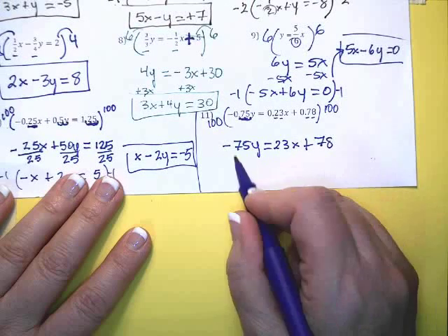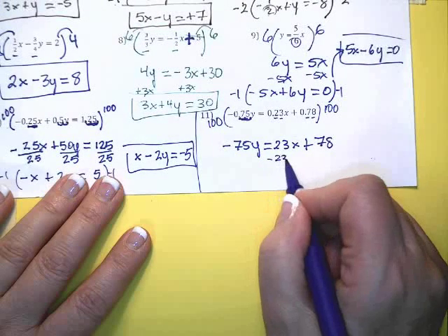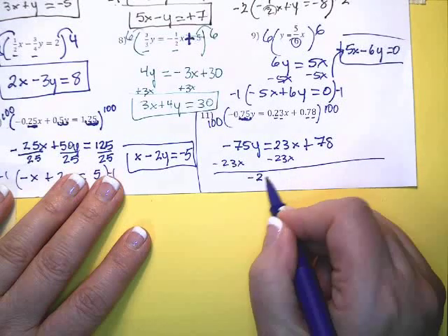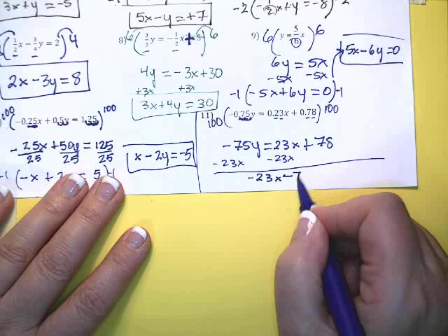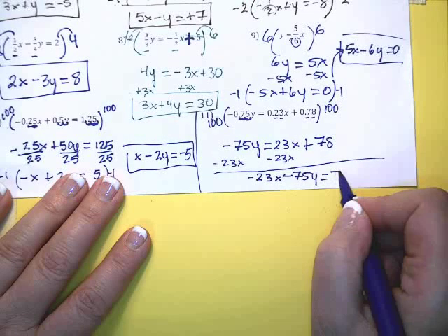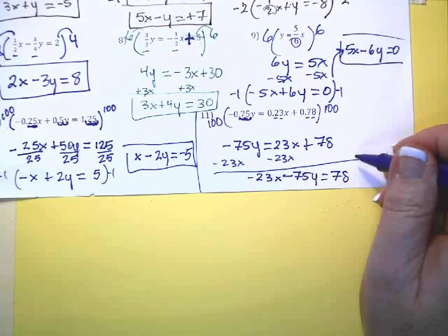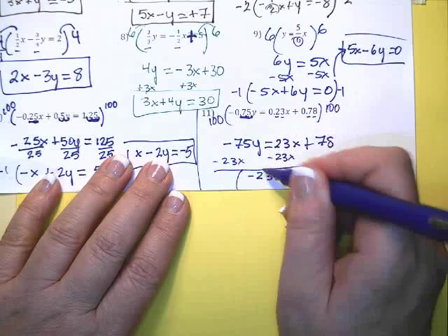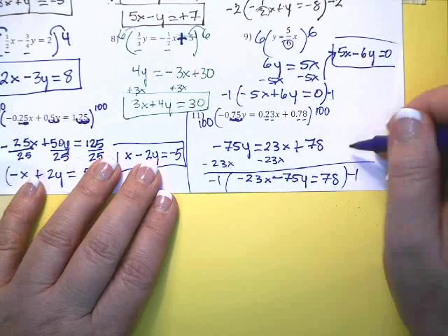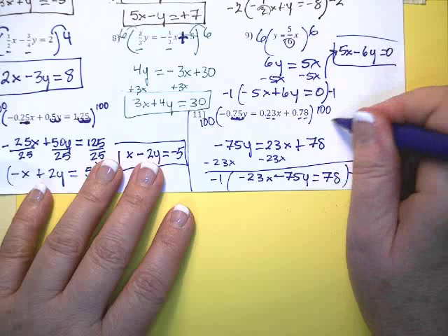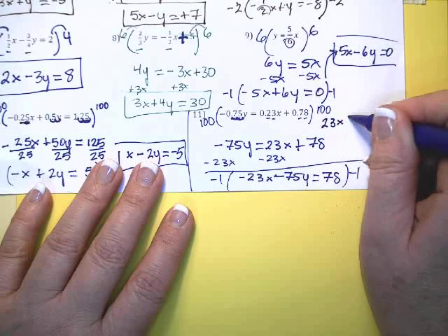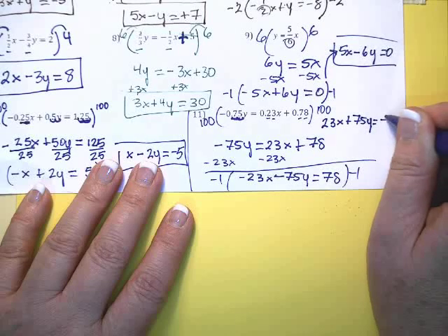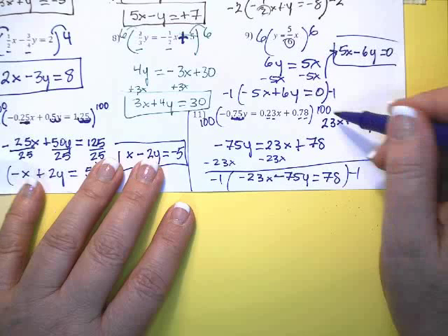Okay, now we need to move the x term over to the left-hand side, so let's subtract 23x from both sides. So negative 23x minus 75y is equal to 78. And then our last step, we need to get rid of this negative in front of the x. So multiply every term by -1. So we have positive 23x plus 75y is equal to negative 78.